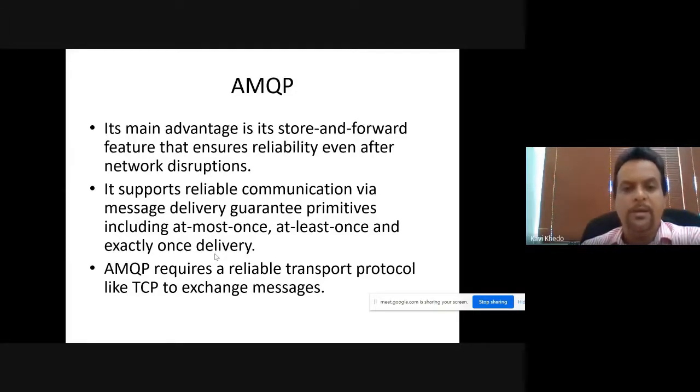Here we are talking about at most once, that is, once it is done, there is no acknowledgement, nothing. At least once, here there is acknowledgement, you make sure that it has been received. And exactly once delivery. You're going to see this in future slides. So these are the delivery guarantee primitives that we have in AMQP. It requires a reliable transport protocol. This is why in AMQP we use TCP and not UDP.